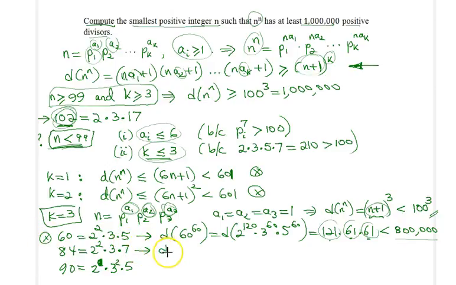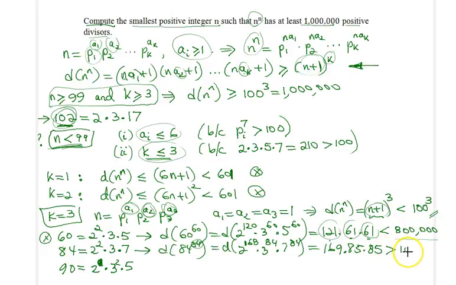So let's have a look at the second case. d of 84 raised to the 84th power. So that would be 2 to the power 168, 3 to the power 84, and 7 to the power 84. Now when we multiply the potential product, 169 times 85 times 85, this number is definitely greater than 1 million when you compute it. It's easy to see because 169 is greater than 160, and these two are greater than 80, so you multiply them and you get definitely more than a million.